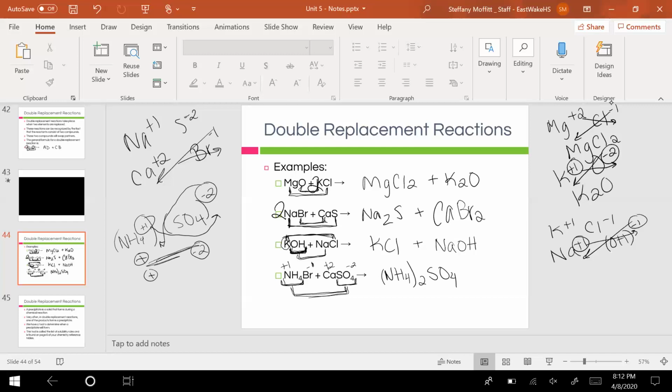And then my last product is just calcium and bromine. So calcium has a +2, bromine has a -1. When I crisscross those, I'm going to get CaBr2. Don't forget to put that cation first. The metal always goes first.